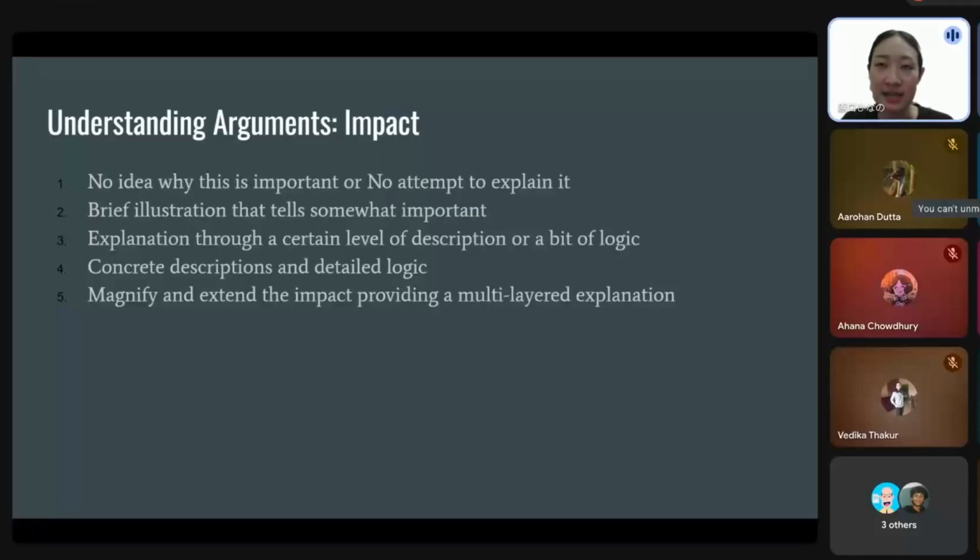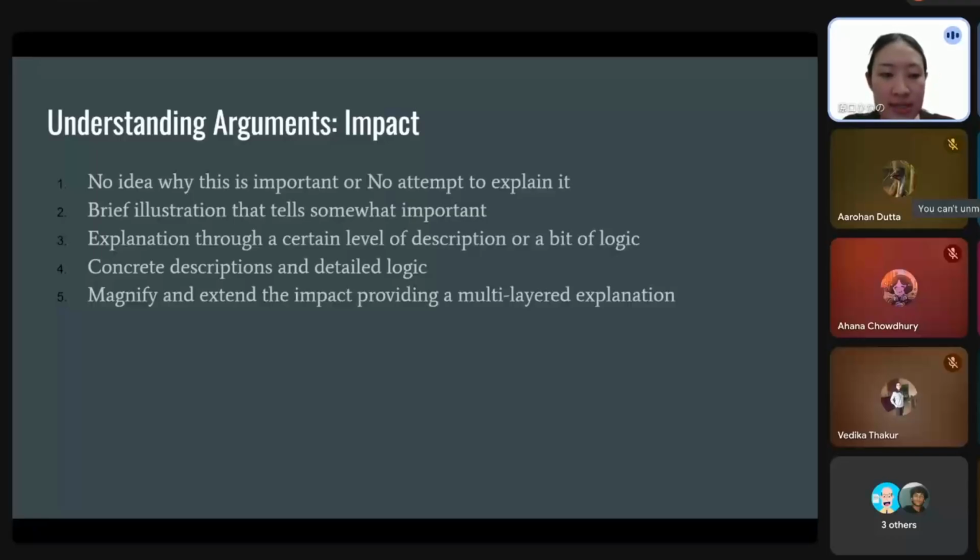Let's take this example. The lowest level explanation, with no idea why this is important or no attempt to explain it, is, for example, they end up only saying the environment will be destroyed. That's it. Or they aren't able to explain what will be infringed or harmed, who will suffer and how. With this type of explanation lacking, it's difficult to understand how it is important. So these are the lowest level of explanation.